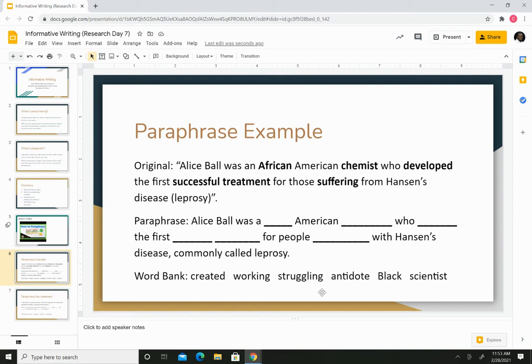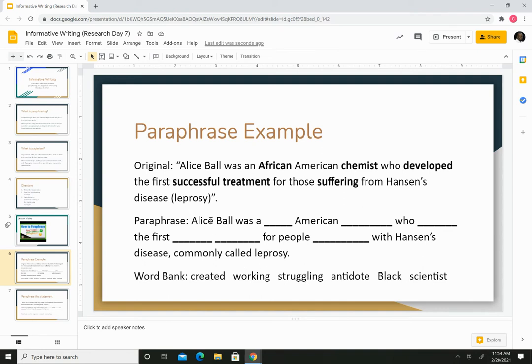So in our original text, it says Alice was an African American chemist who developed the first successful treatment for those suffering from Hansen's disease or leprosy. So if you look down here, we have some words in our word bank. We have created, working, struggling, antidote, black, and scientist. And those are the words we're going to use to replace these bolded words. So these are our synonyms here in the word bank.